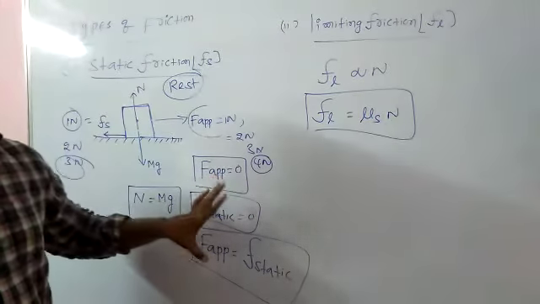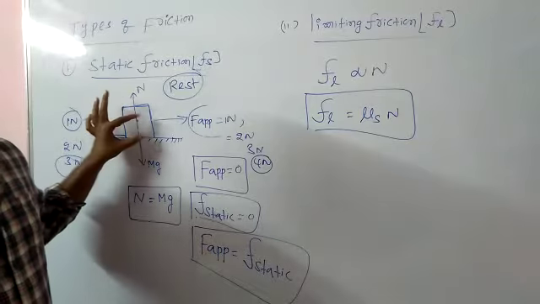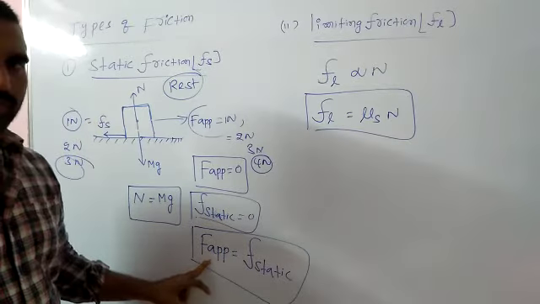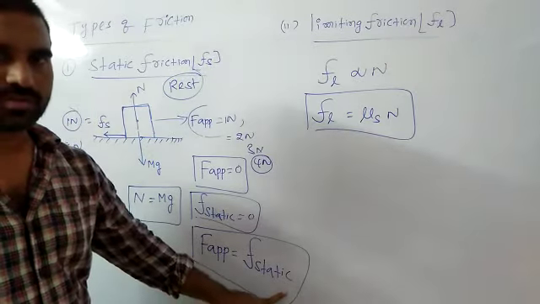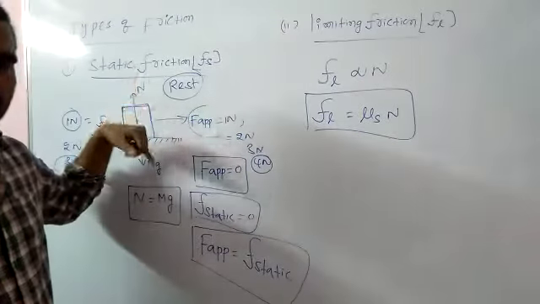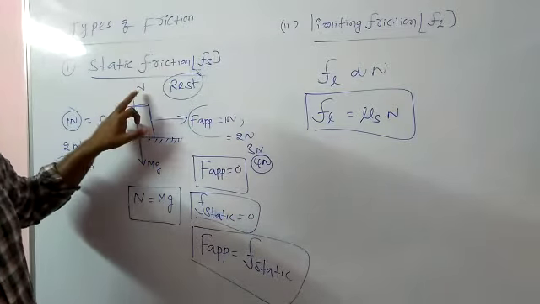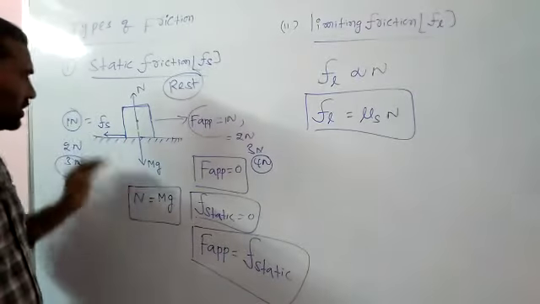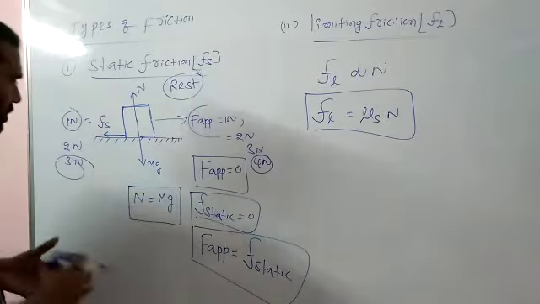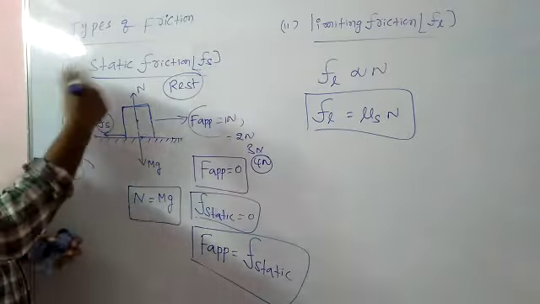But the important point is, until the block starts moving, applied force will always be equal to static frictional force. That's why it is called a self-adjusting force. Here, static friction is independent of normal reaction. But once the body is ready to start the motion, static friction reaches a peak or maximum value. That maximum static friction is called limiting friction.